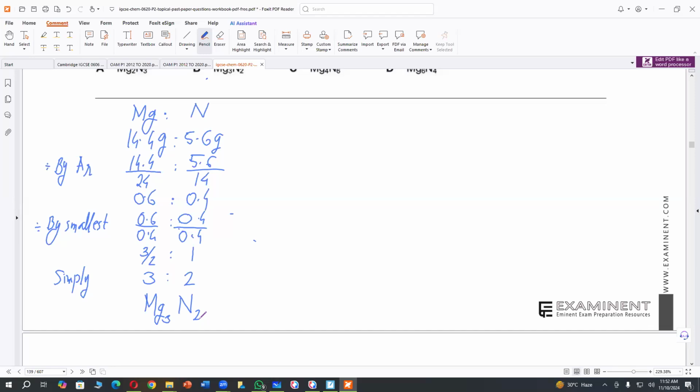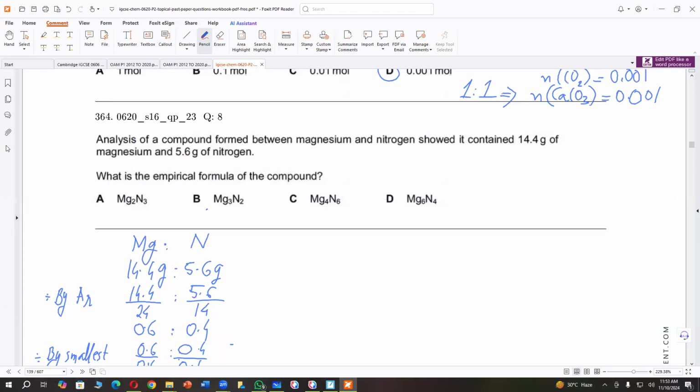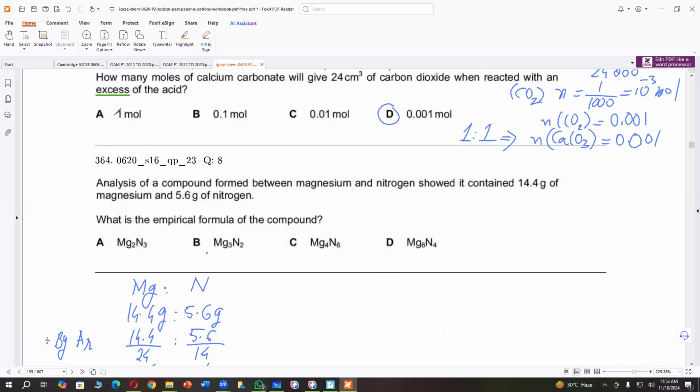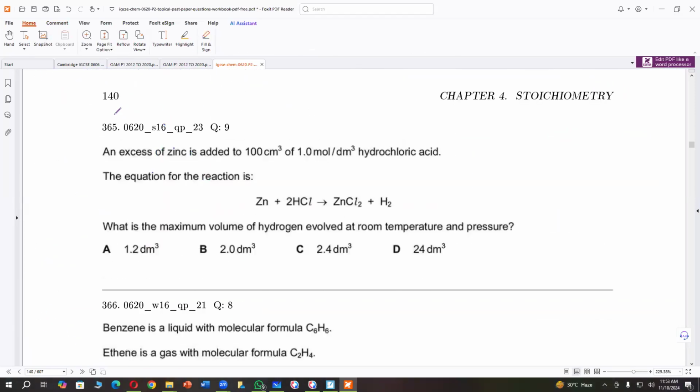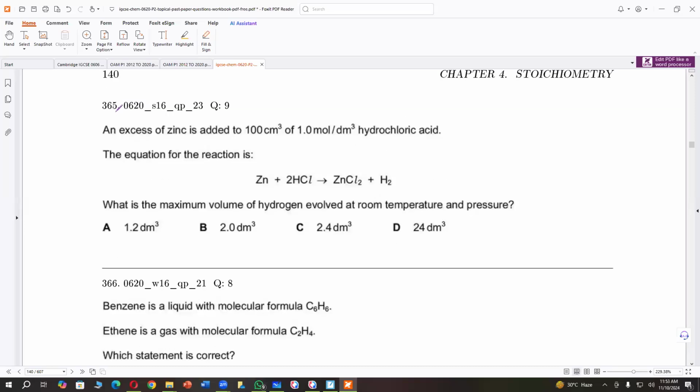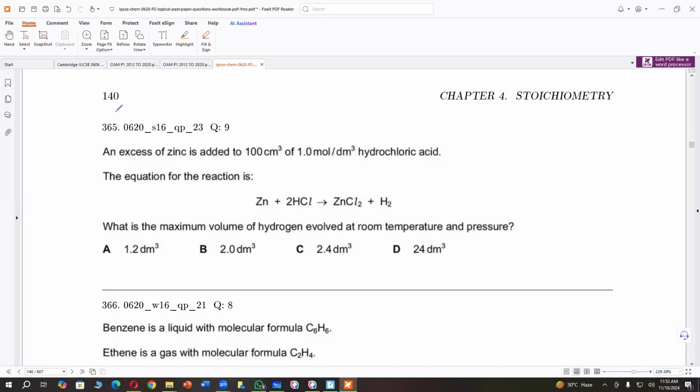Have you copied it? Please do the working side by side with me. Now look at this question. An excess of zinc. Please read the question.